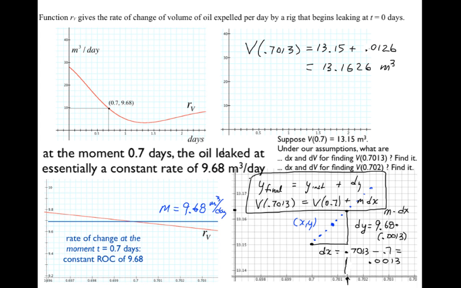And so now, what would the change in x from our starting x to x be? So now we have dx equals x minus the starting value of time. There's our dx now. dy is our constant rate, m times dx, so 9.68 times x minus 0.7. And then the final value of y equals the initial value of y, 13.15, plus the change in y.